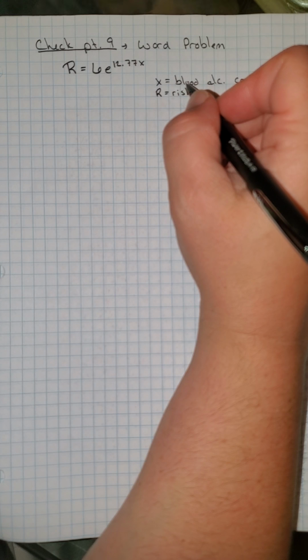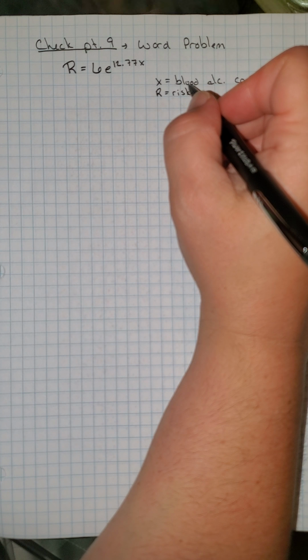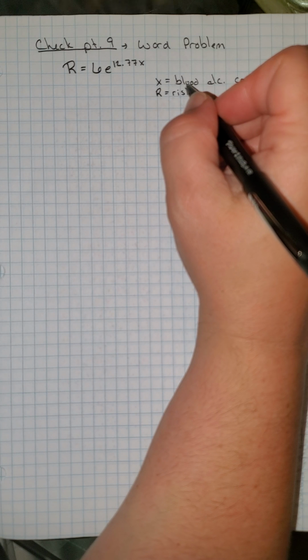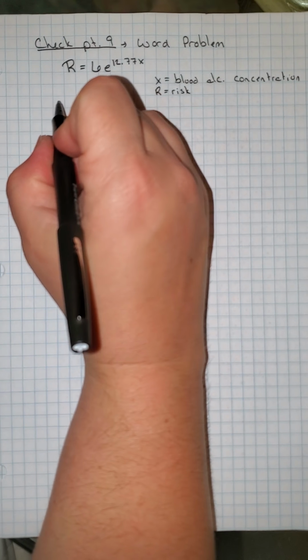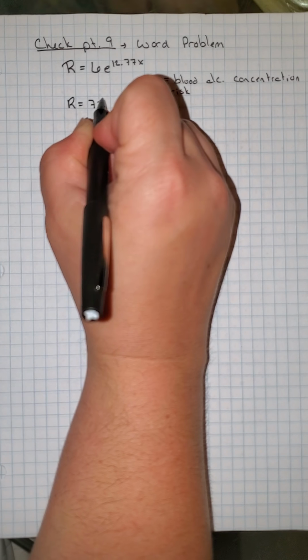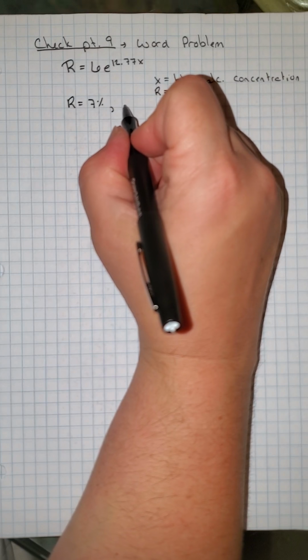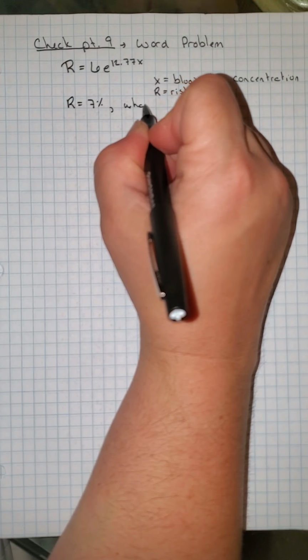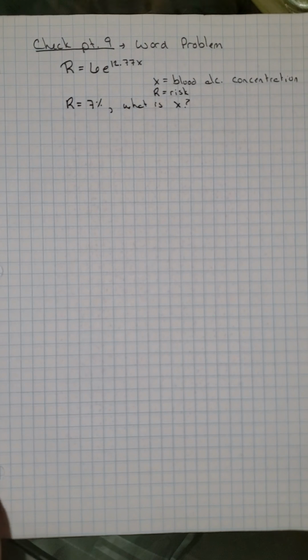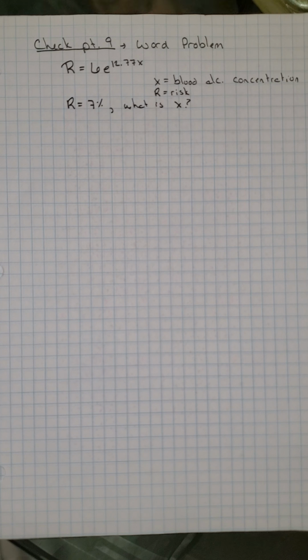Alright, so it says, what are we doing? Okay, it says what blood alcohol concentration corresponds to a 7% risk. So we have 7% risk. Our R is 7%. What is X? Basically. Alright, so let's just plug in and solve.